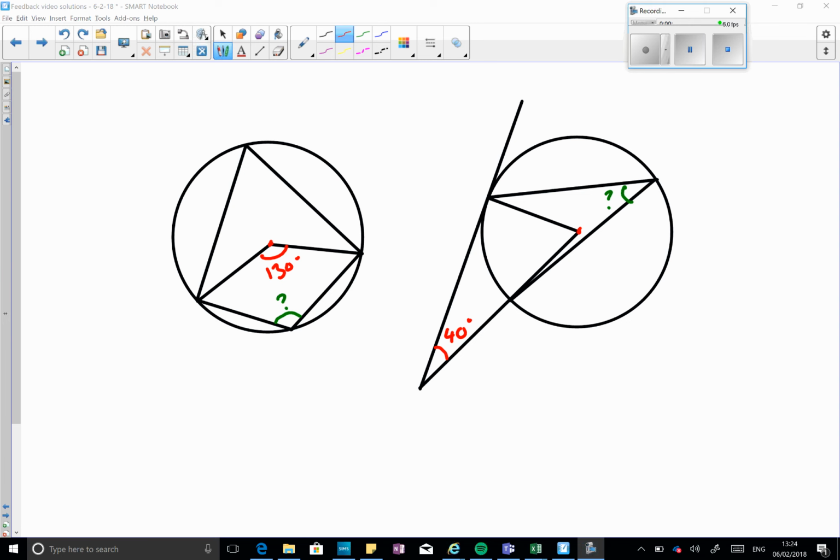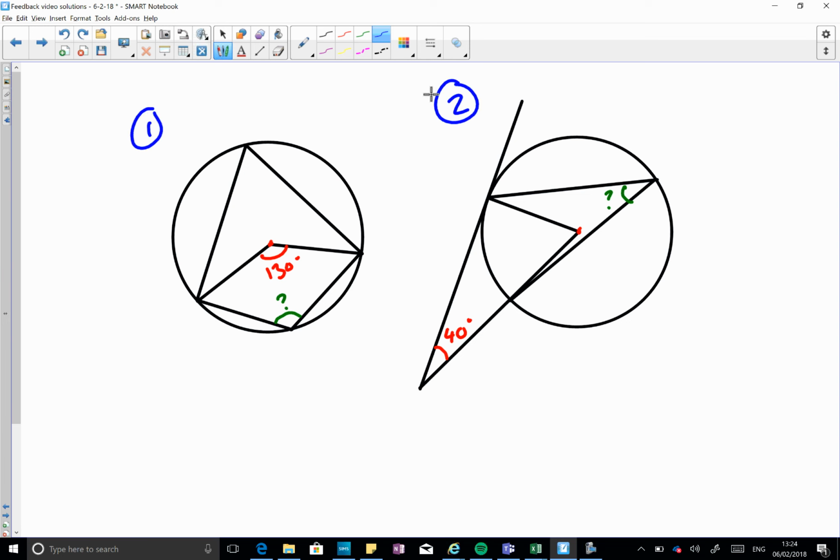In lesson of the day, you all seem quite confident with how to use circle theorems one at a time, but now we need to start combining them. So I've got a couple of examples here, and you can see that in this first question, I want you to find the angle highlighted in green, and we can't work it out straight away. So you need to think about, right, okay, what can I work out?